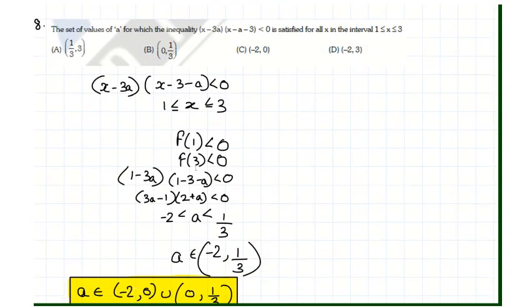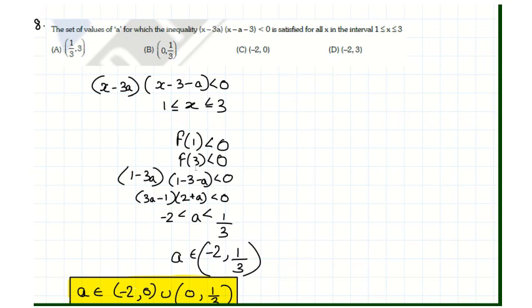In question 8, we need to find the set of values of a which satisfies the inequality x minus 3a times x minus a minus 3 less than 0 for x in the interval of 1 to 3 both included. We know that f of 1 has to be less than 0 and f of 3 has to also be less than 0. 1 minus 3a times 1 minus 3 minus a is less than 0. 3a minus 1 times 2 plus a is less than 0.